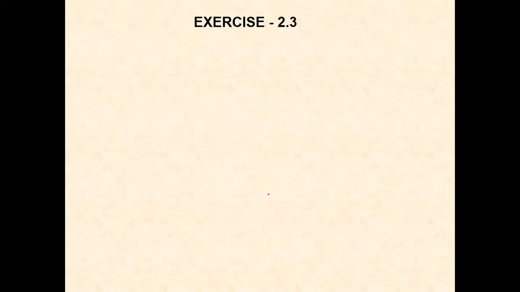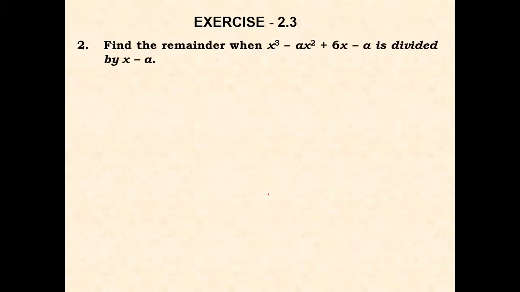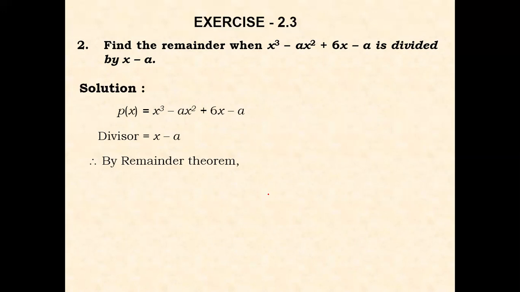Now, next we have question number 2. Find the remainder when x cube minus ax square plus 6x minus a is divided by x minus a. Solution. We are supposed to find out here the remainder. Divisor is x minus a. Polynomial px is x cube minus ax square plus 6x minus a.